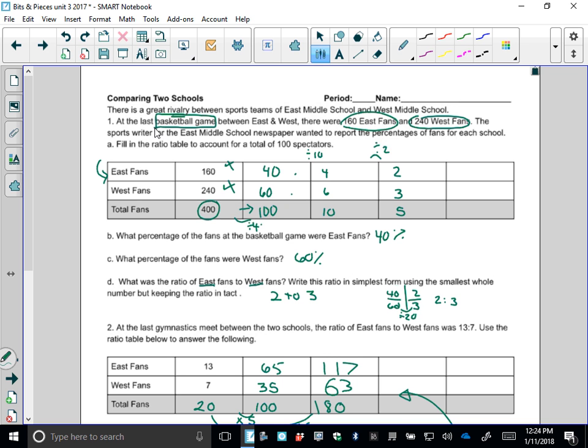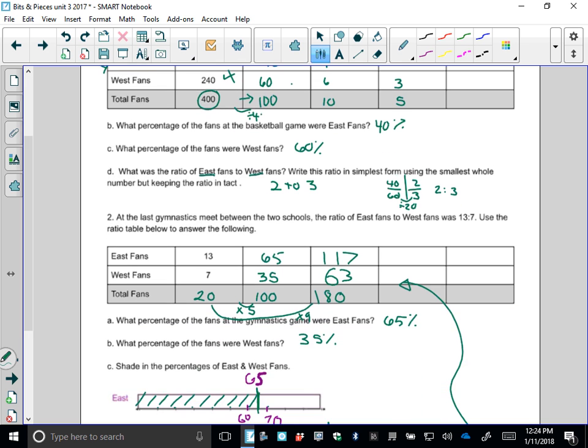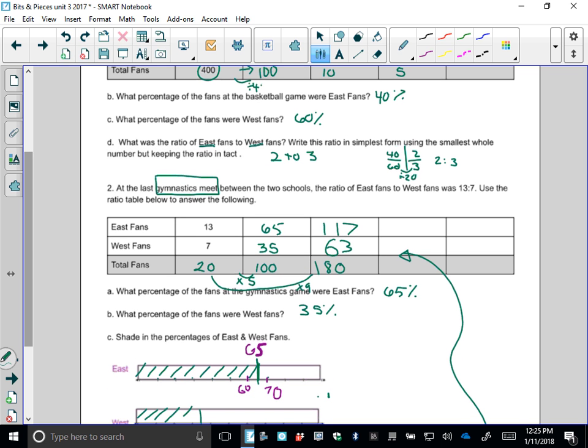And then we did the same kind of thing down here with the different sporting events. So this was the gymnastics meet. In the gymnastics meet, instead of giving the number of fans, it gave the ratio of East to West fans to be 13 to 7. So we started with the 13 and the 7 and found the total of 20. And then we multiplied that 20 by 5 to get 100, to get the percent.